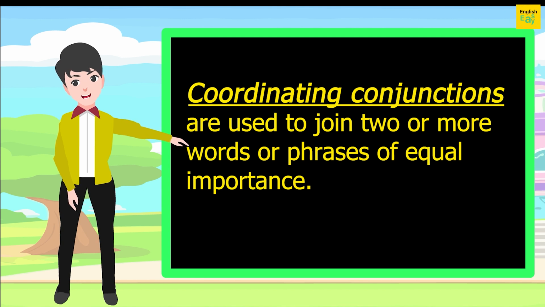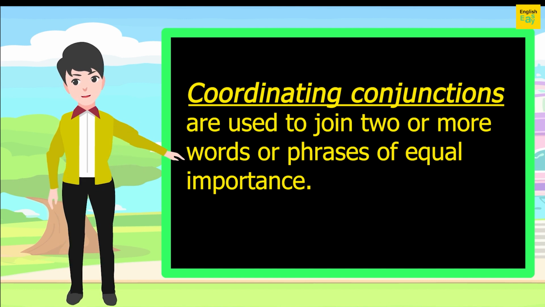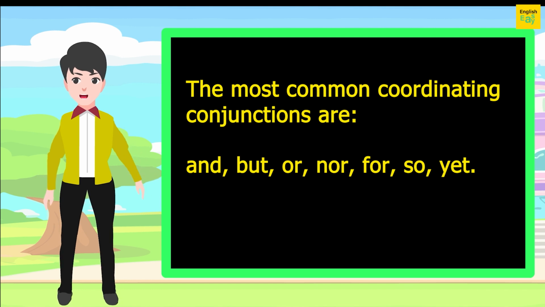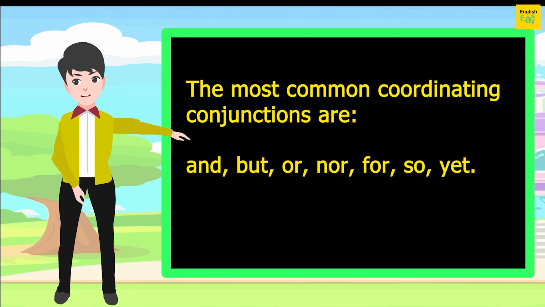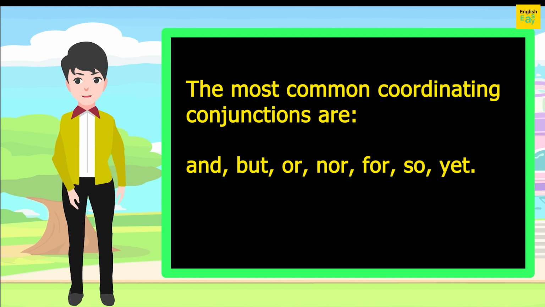Coordinating conjunctions are used to join two or more words or phrases of equal importance. The most common coordinating conjunctions are and, but, or, nor, for, so, yet.